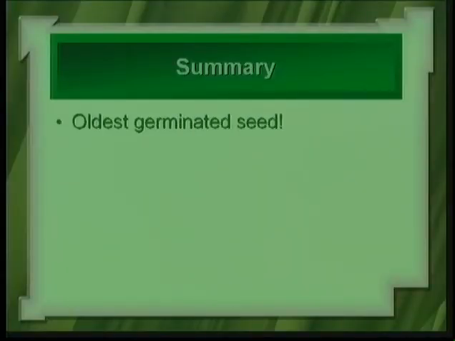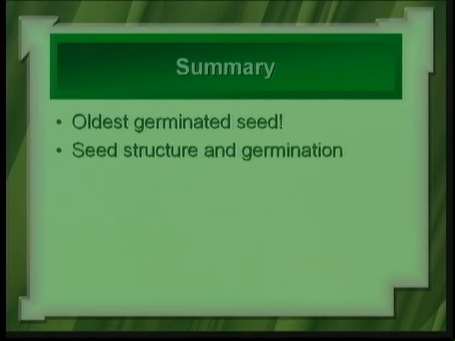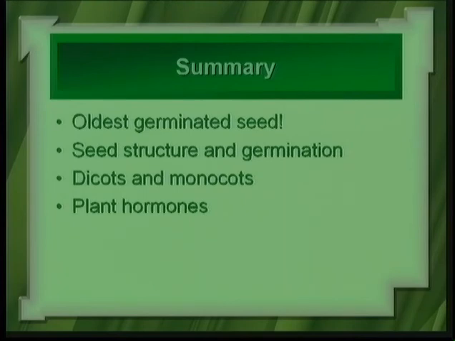Okay, anyway, that's what we have time for today, and we're going to summarize a little bit about what we talked about. We talked about the oldest germinated seed, and we also talked about seed structure and germination as well, very important parts in the life of a flowering plant. We did a little reprise on dicots and monocots, and we also covered some plant hormones.